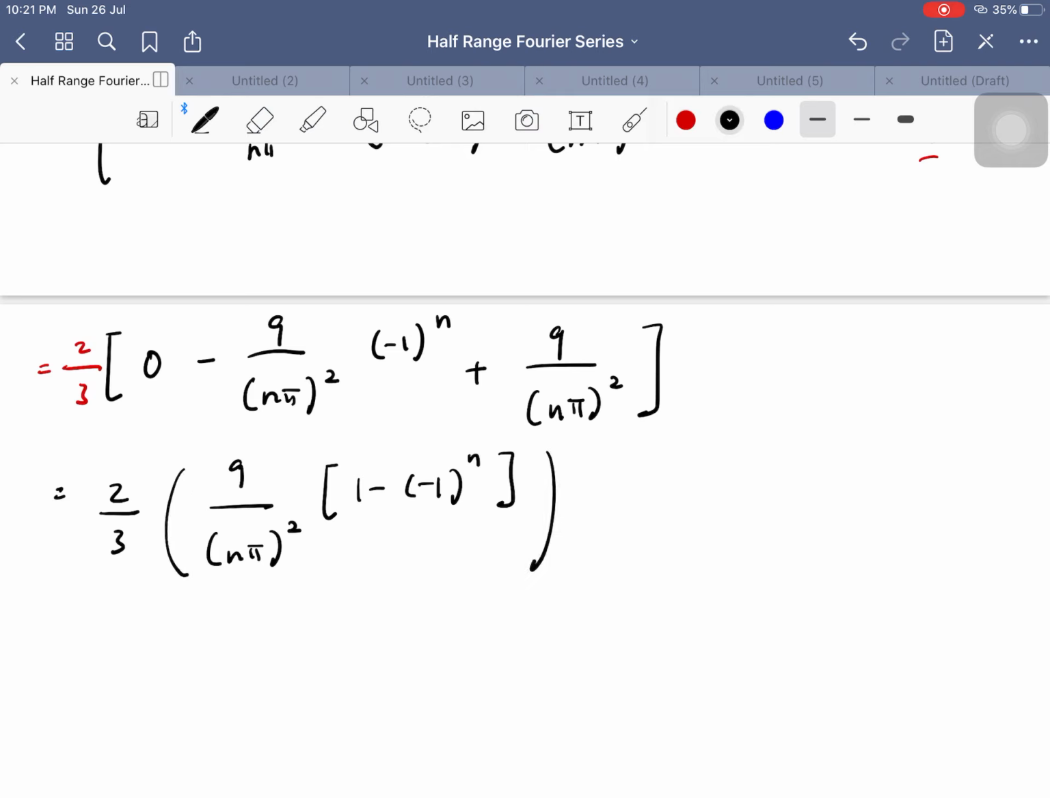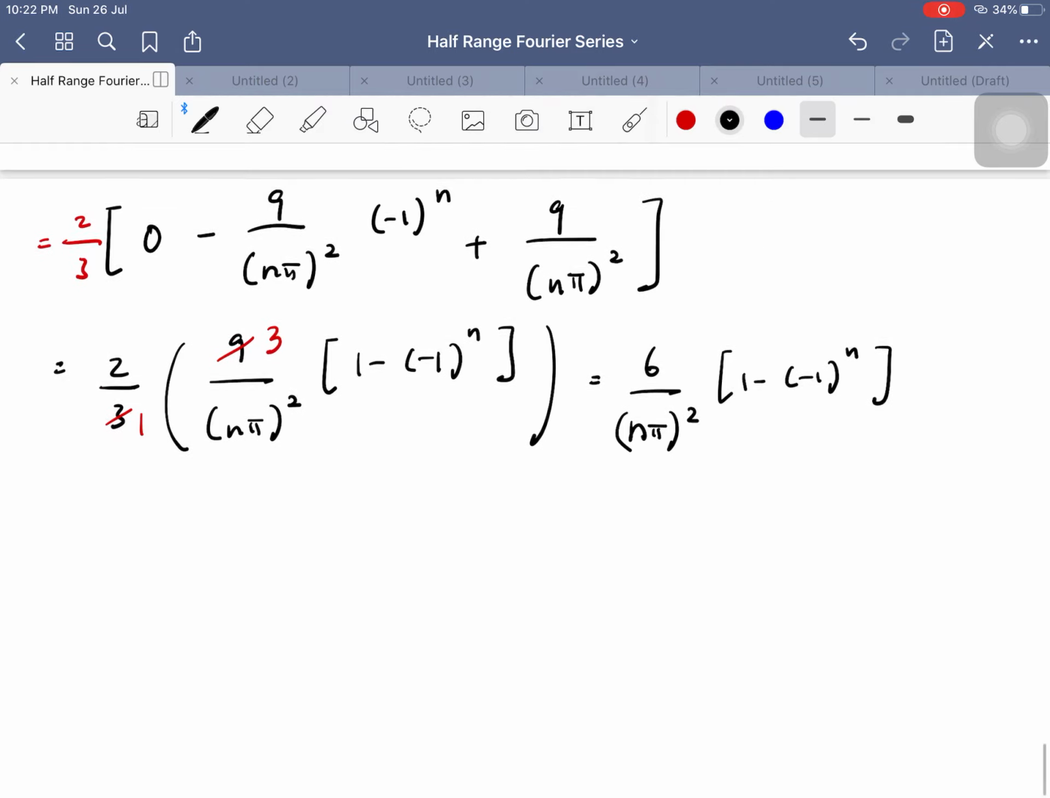Let's use a different bracket for this. And I can actually simplify the 2 over 3 and the 9 as well. So this is basically going to be 1, and this is going to be 3. So I'll end up with 2 multiplied by 3, so that is going to be a 6. So basically this is going to be 6 over n pi square, both of them square, of 1 minus negative 1 to the power of n.